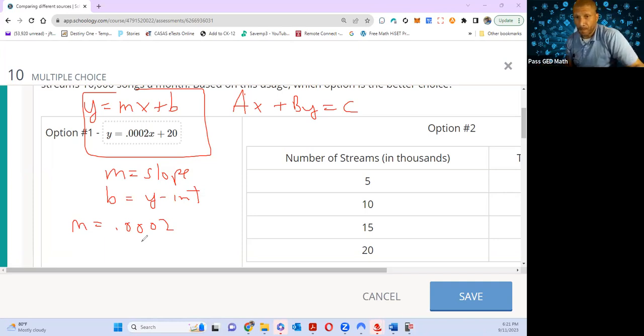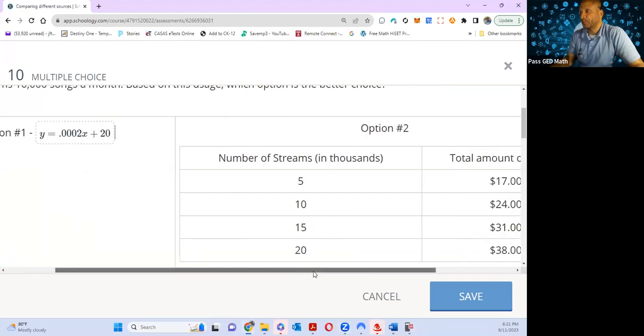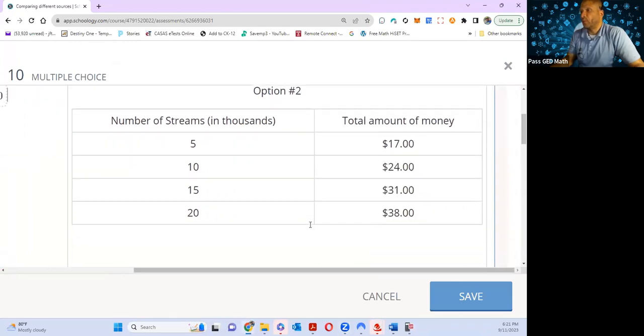Remember, slope is a constant rate of change. So when they ask you for the rate of change, they're just asking you for the slope. That's it. So the slope for option one is 0.002. Everybody understand that? Option two. What is the equation of the line for option two? How can I find the slope and the y-intercept of option two?